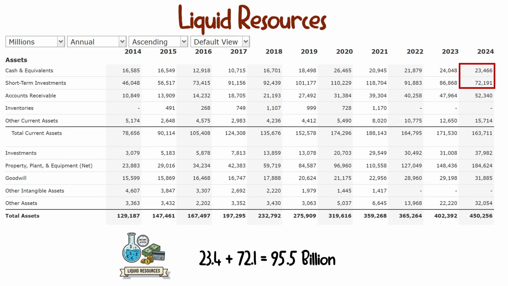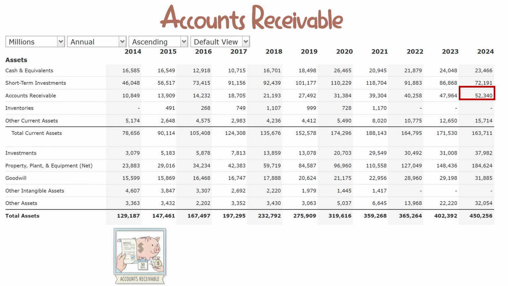This combined figure gives you a more clear picture of the company's liquid resources, money they can access relatively quickly, if they need it for acquisitions, paying down debt, or handling unexpected challenges. Moving down, we reach accounts receivable.